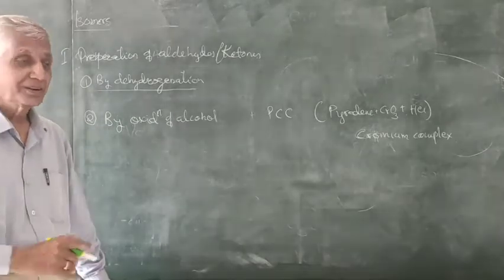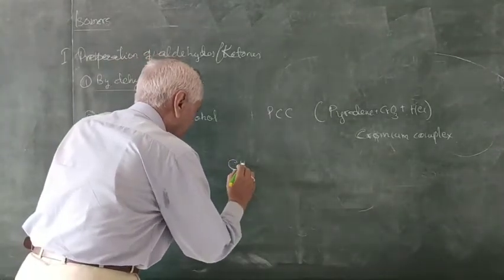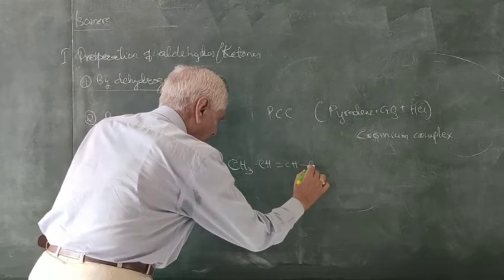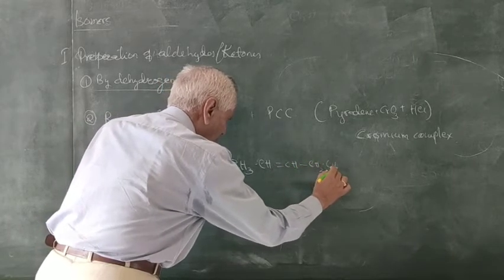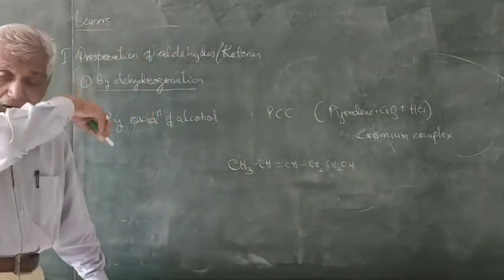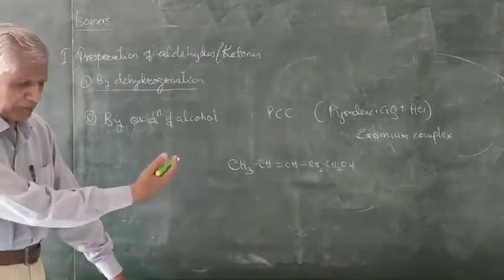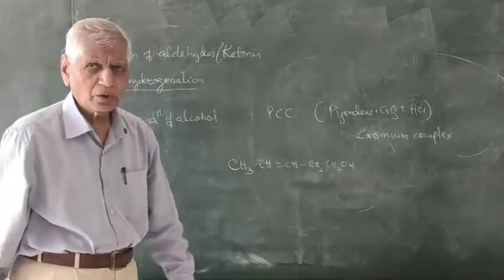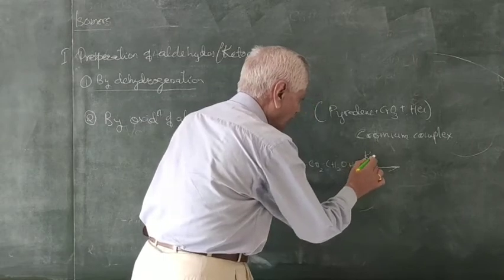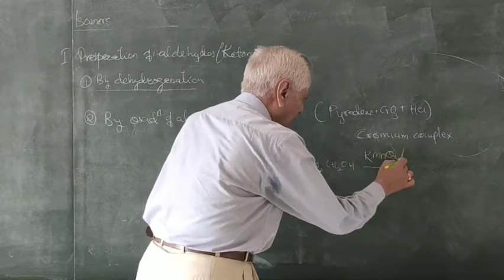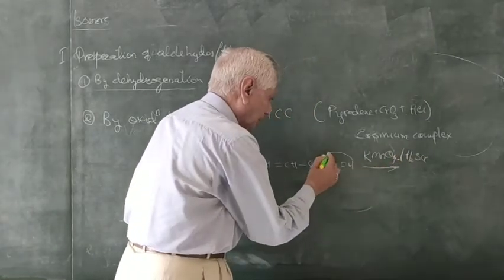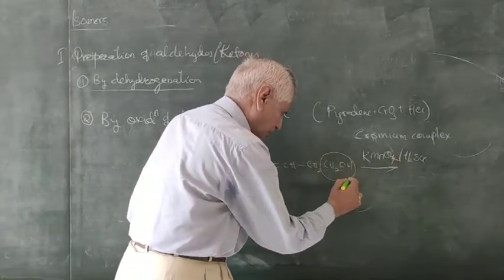I'll tell you. Say for example, you have got a compound like this. Unsaturated alcohol, primary alcohol. This is a primary alcohol. If you make use of potassium permanganate oxidizing agent with sulfuric acid, this will convert into COH.